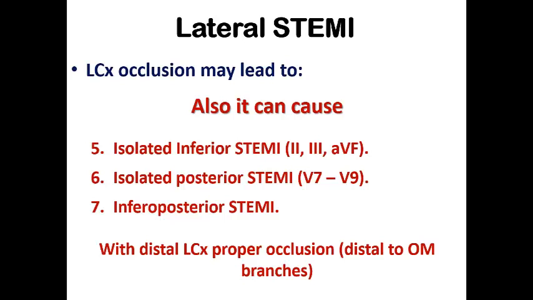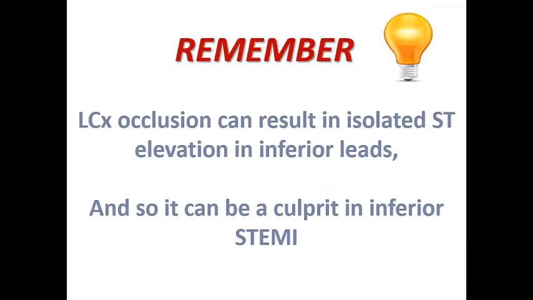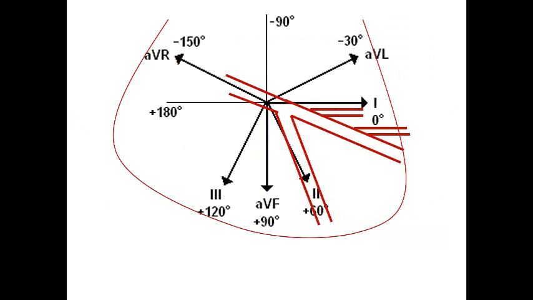If the LCX was dominant and RCA was small, in this case inferior STEMI can have the culprit vessel as LCX, as can posterior STEMI and infraposterior STEMI. In some cases, the culprit can be LCX, so don't be astonished in this case. So remember, LCX occlusion can result in isolated ST elevation in inferior leads, and so it can be a culprit in inferior STEMI, especially if RCA is small-sized, small caliber, and non-dominant. We need to understand the injury vector of lateral STEMI.